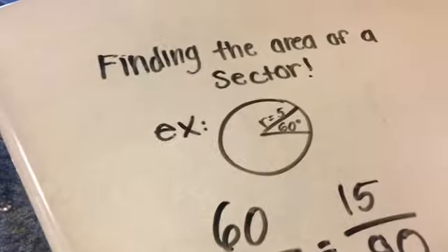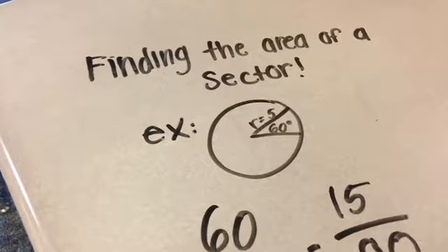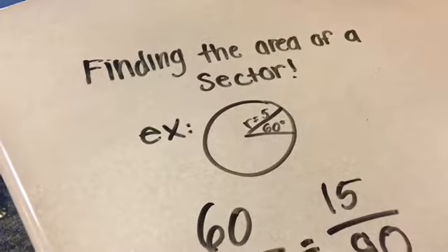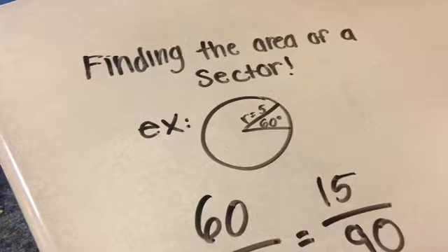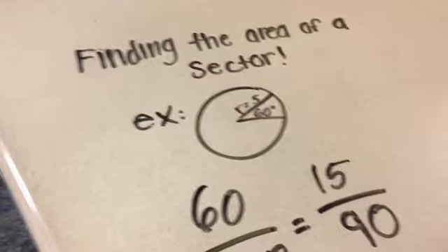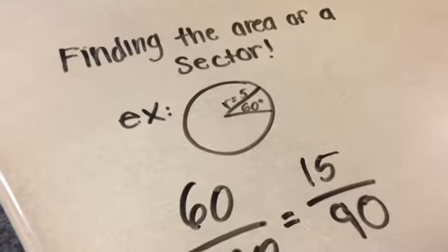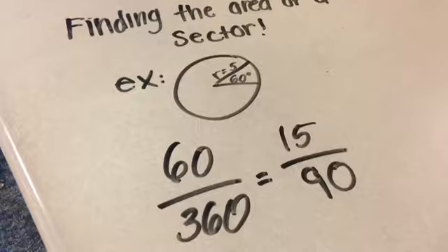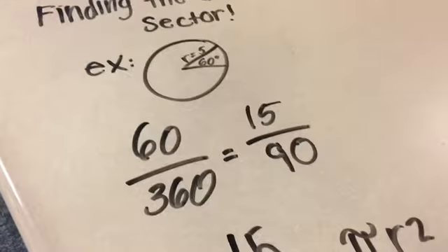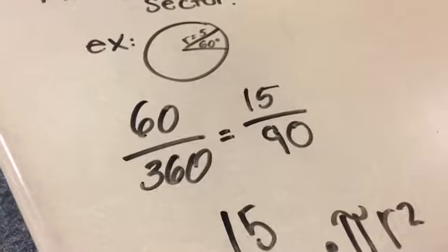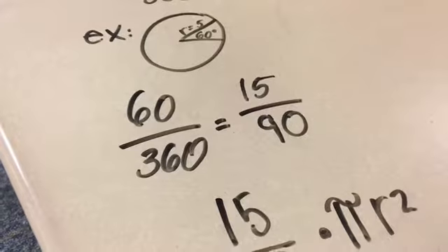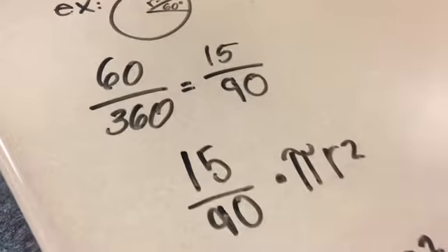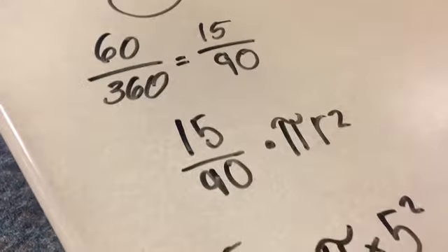Okay, so here you can see we have the circle, and r is equal to 5, and 60 is the degrees of the sector that we have. Then you can see here that we put 60 over 360 because that's how many degrees are in a circle, and we reduced it by dividing by 2 twice to get 15 over 90. Then we took 15 over 90 times pi r squared, because that's what the original equation was, and we're just taking the sector, which is 15 over 90, and multiplying by that.